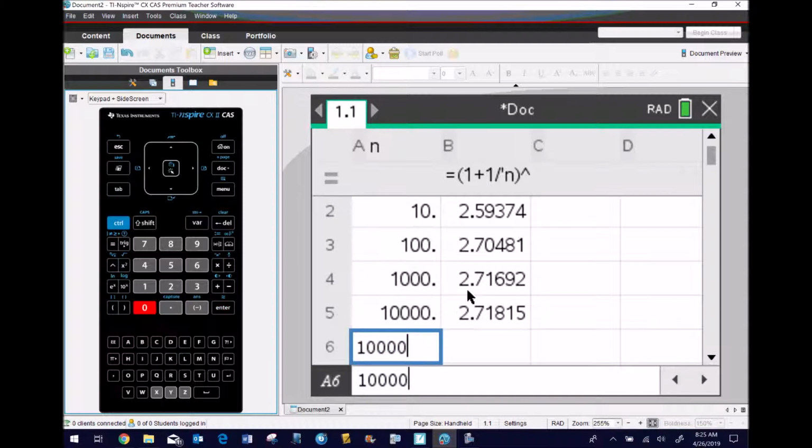We're up to 100,000. Now I'm going to add a million, which is 6 zeros. And the document had us stopping at 10 million.